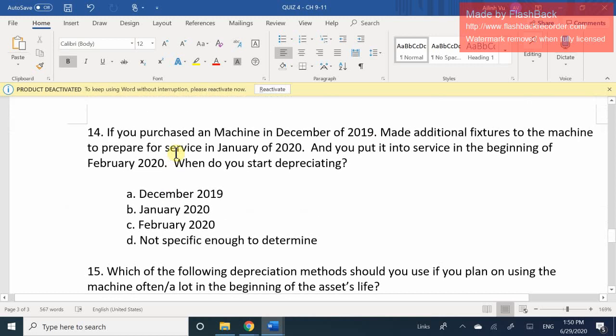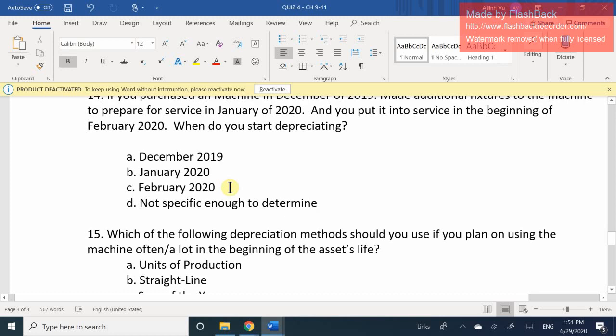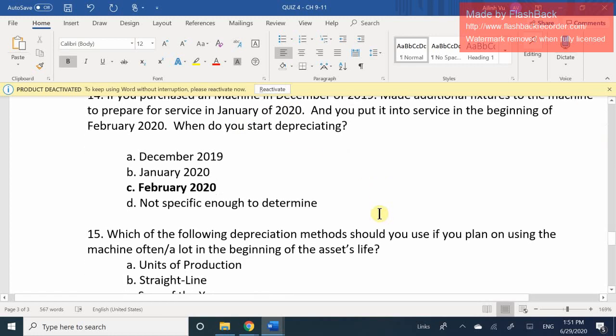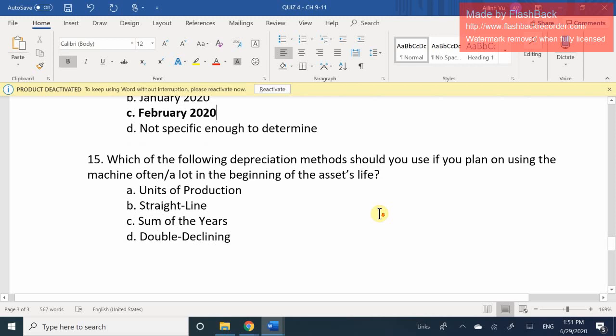Number 14. If you purchase a machine in December of 2019, made additional fixtures to the machine to prepare for service in January of 2020, and you put it into service in the beginning of February 2020, when do you start depreciating? C, yes, February of 2020 is correct. Just because you purchase it, that doesn't mean you use it right away, because we had to add some fixtures to it in January. Those fixtures are going to contribute to the cost of the asset. So yes, February is correct.